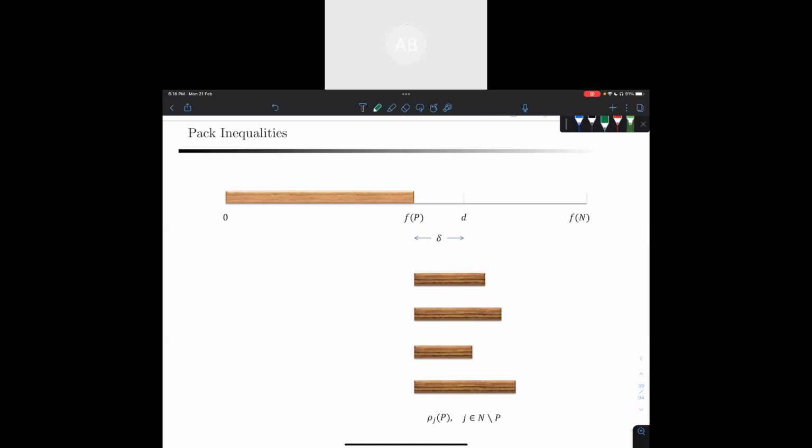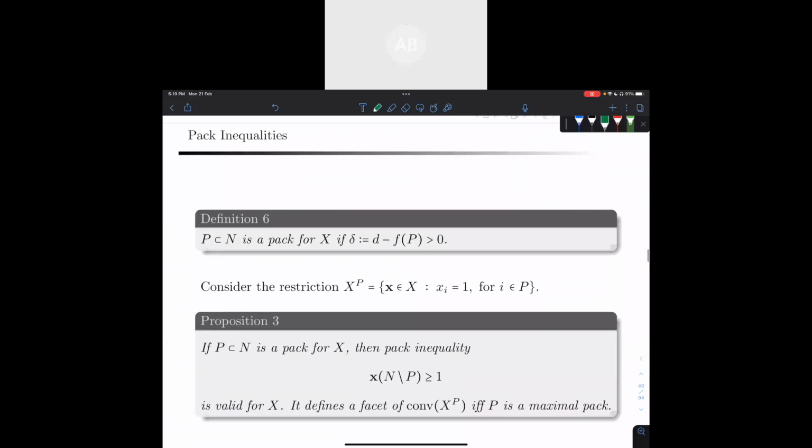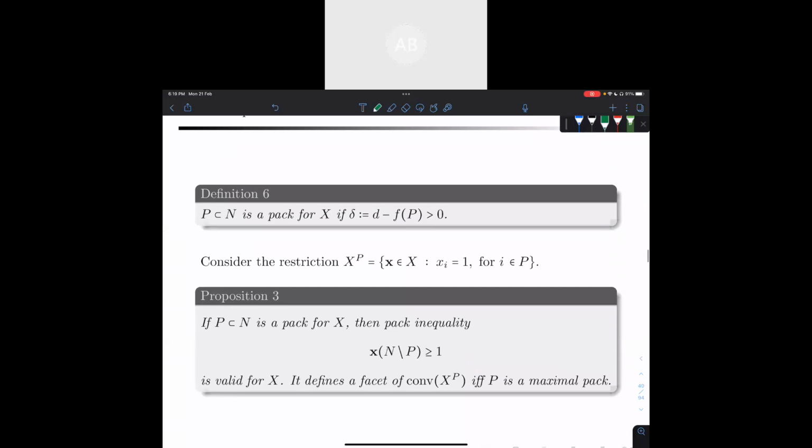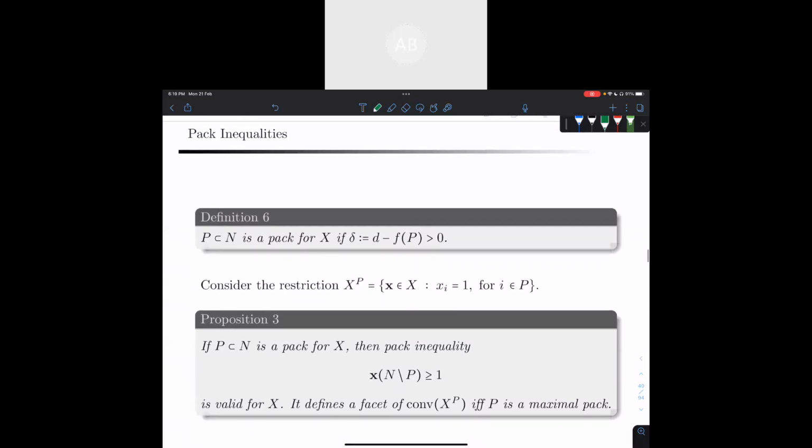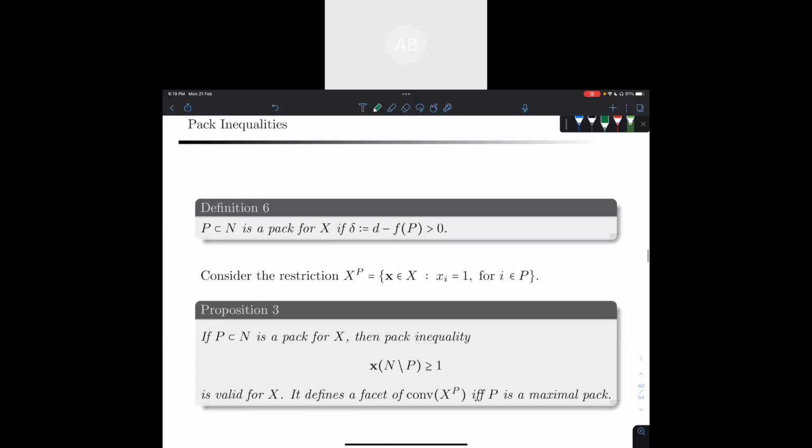The valid inequalities will be that if I add anything from the complement set and it makes it feasible, then at least one of those elements needs to be added to this infeasible set. In this case, I call it a pack. In the previous case, we called these infeasible solutions a cover, but a pack is defined as an infeasible solution in this particular case for covering knapsacks.